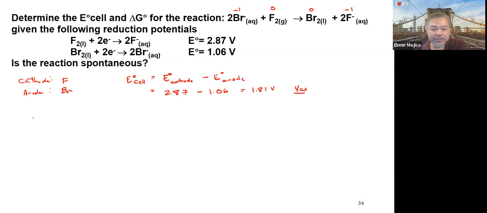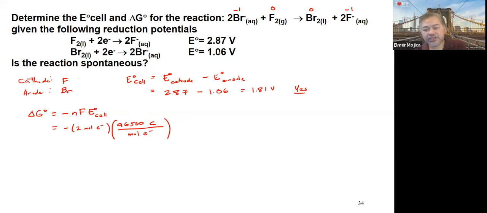Now the next question is standard free energy. So you have delta G equals negative n times the Faraday constant times the standard cell potential. So based on this reaction, 2 times -1 going to 0, that means there are 2 moles of electrons involved. And based on the Faraday constant, there's always 96,500 coulombs per mole of electron. And the voltage that we have here, the cell potential, is equal to 1.81.